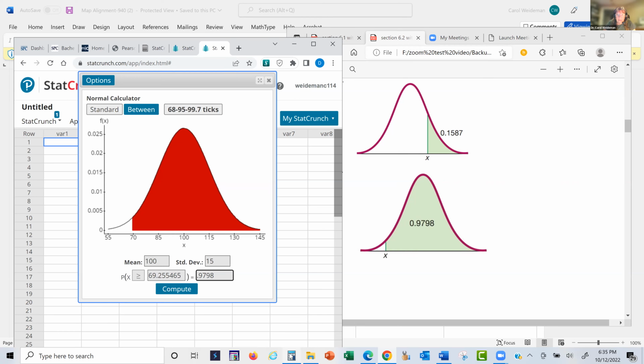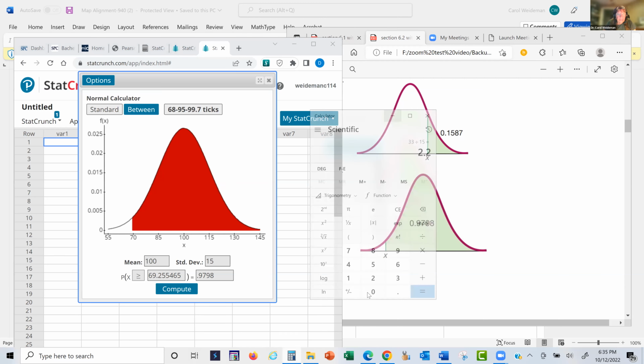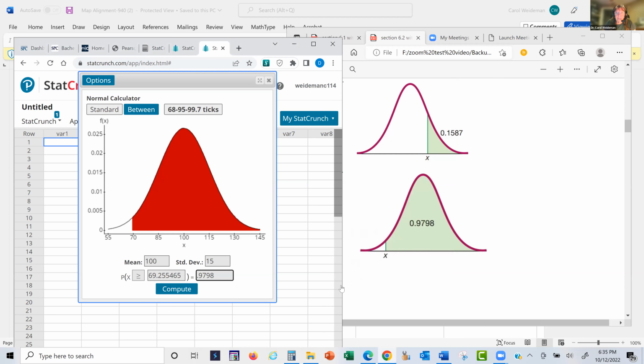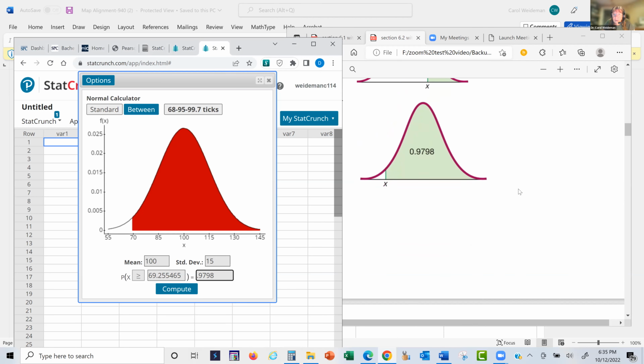Let's get our calculator. Let's take 69. Let's just calculate that. 69 minus 100 and divide by 15. So that's going to be -2. So a little bit more than 2 standard deviations below the mean. That's pretty low. All right.